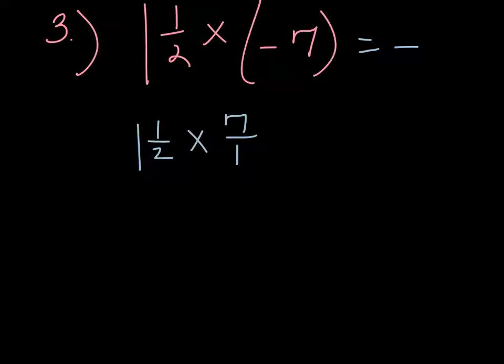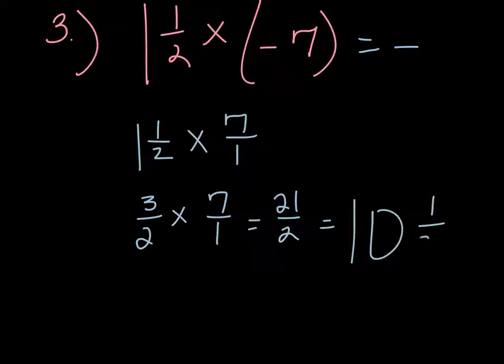I'm going to make my 1 and 1/2 be improper. 2 times 1 is 2, plus 1 is 3 over 2 times 7 over 1. 7 times 3 is 21 over 2. 2 goes 10 times evenly with 1 left over. And I know it's going to be negative because I already evaluated my sign. -10 and 1/2, or -10.5.